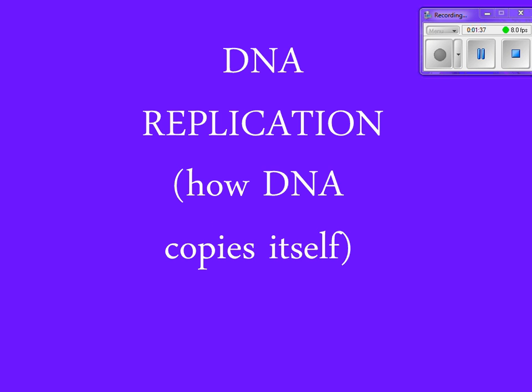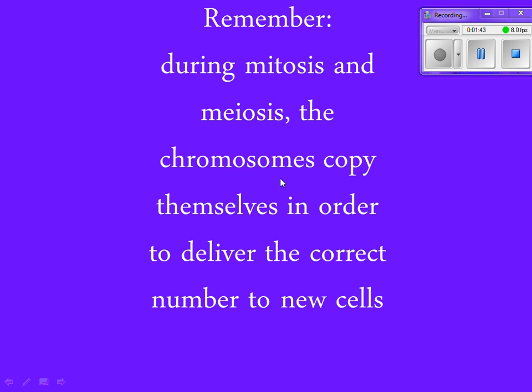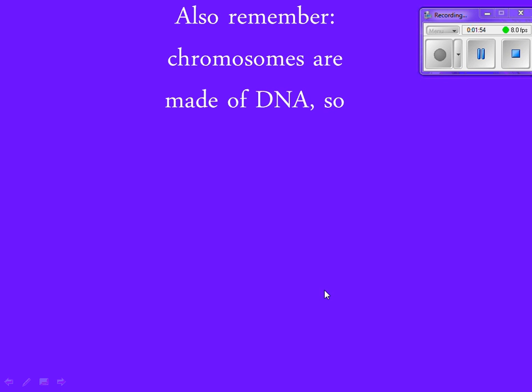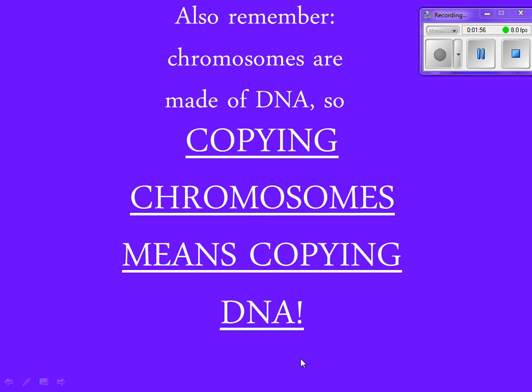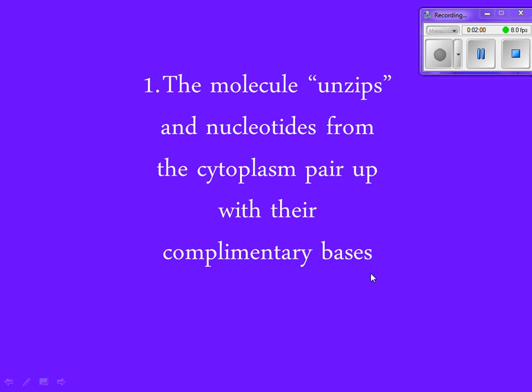So when we use terms like DNA copying itself or chromosome copying itself, we really mean DNA replication. And again, remember that this happens in mitosis and meiosis. Chromosomes copying means that DNA is replicating. So also remember that chromosomes are made of DNA. So again, copying chromosomes means copying DNA. So 2 to 3 overall steps, pretty easy.